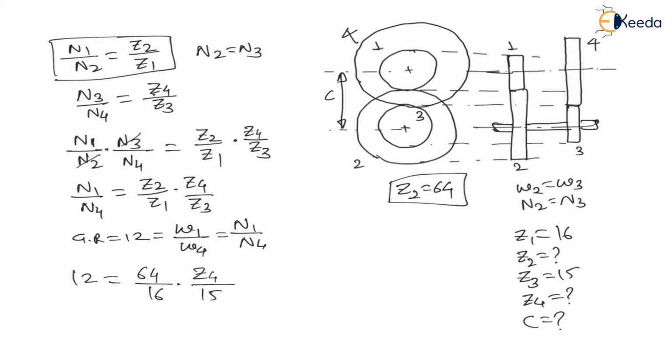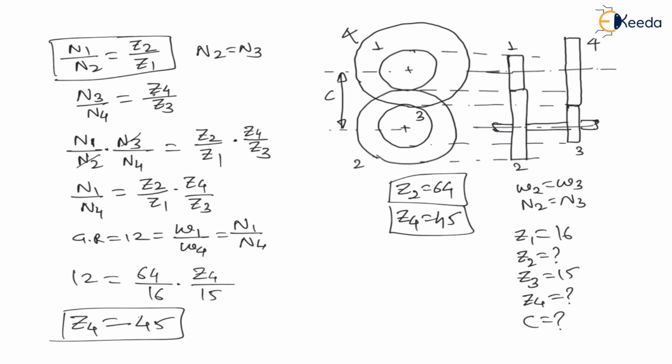Now, in this equation, only Z4 is unknown. Solve for Z4. We will get Z4 is equal to 45. Therefore, number of teeth on fourth gear, Z4 is equal to 45. Now, look at the options. If you see the options, for first question, option A is correct.